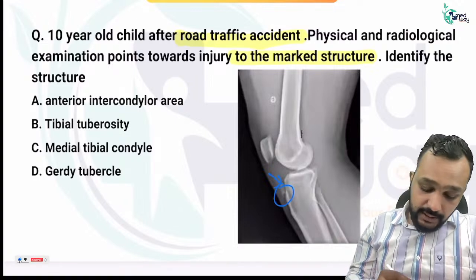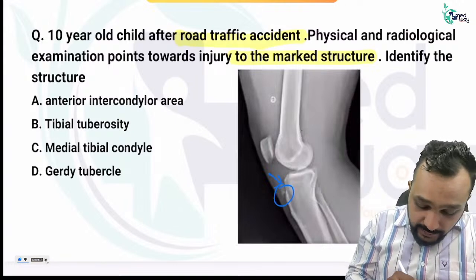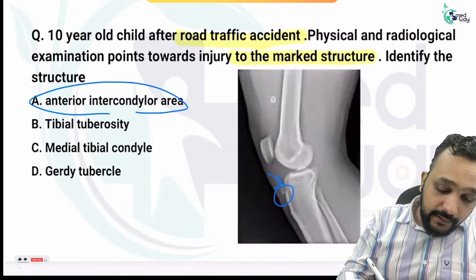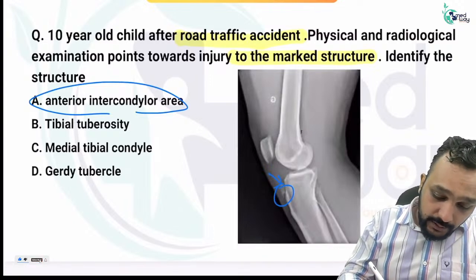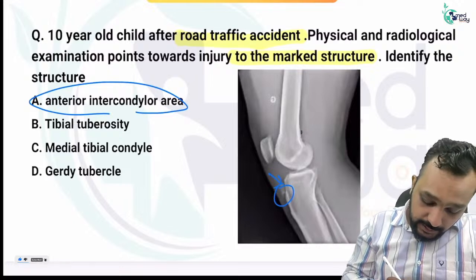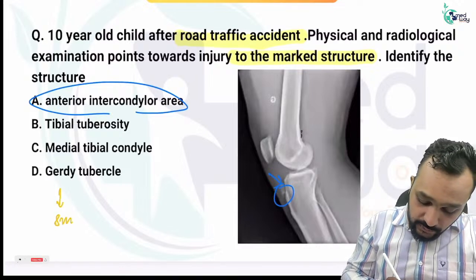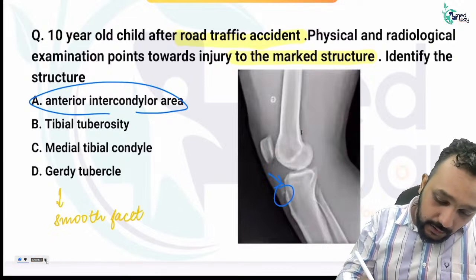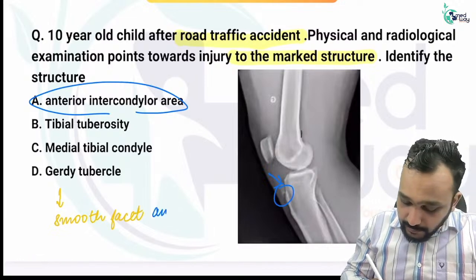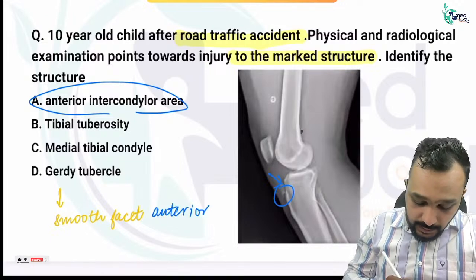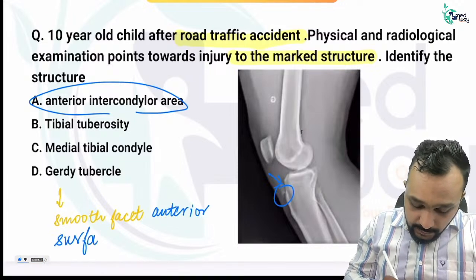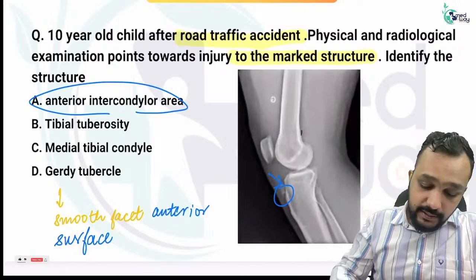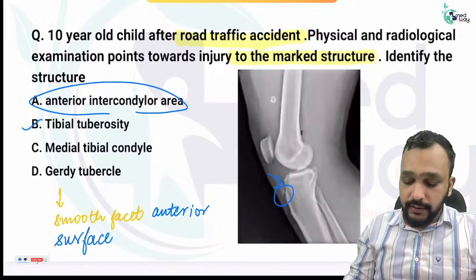So guys, what is Gerdy's tubercle? All these things are very clear. Anterior intercondylar area, okay, medial tibial condyle, these you know. But talking about Gerdy's tubercle, it is a smooth facet along the anterior surface just below the knee joint, right? So this is your Gerdy's tubercle. So simple question, the structure that was marked for your tibial tuberosity.